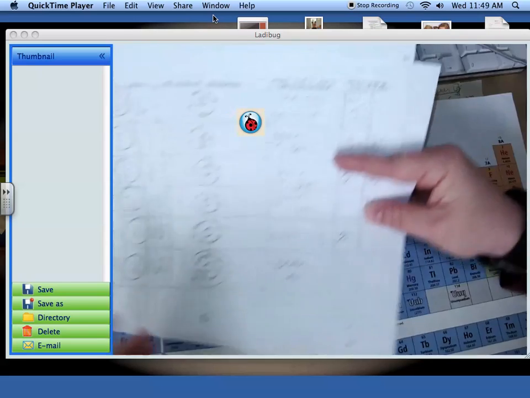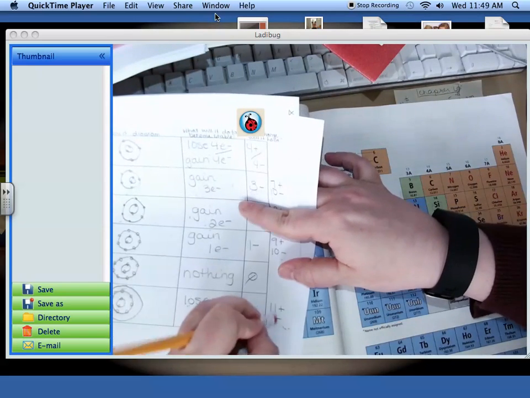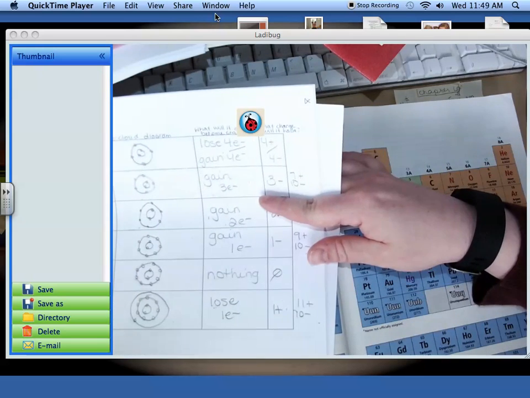Sodium started with 11 positives and 11 negatives. If it loses an electron, it will now have 10. That leaves it with a charge of 1 plus now.